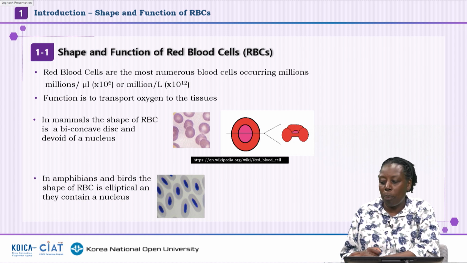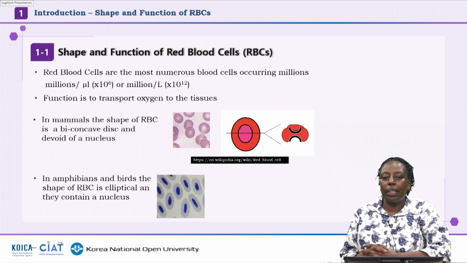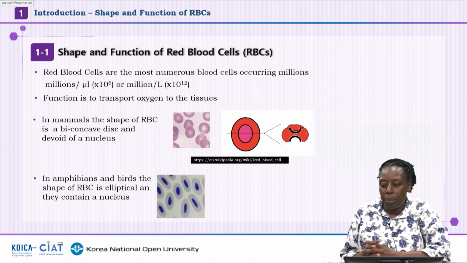Here we're showing you the biconcave nature of the red blood cell. We have special cases of amphibians and birds where the red blood cell is nucleated. That means it has a nucleus and it's not round, but rather it is long or elliptical.